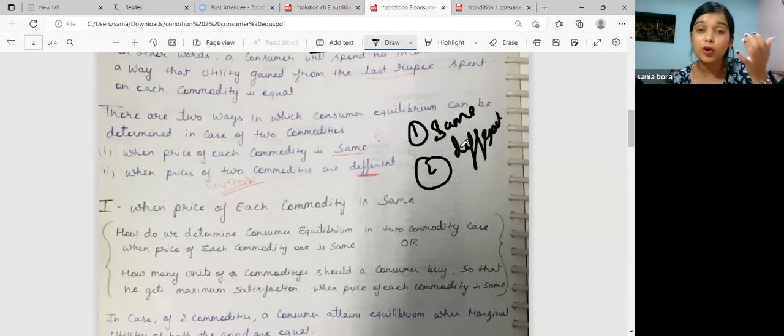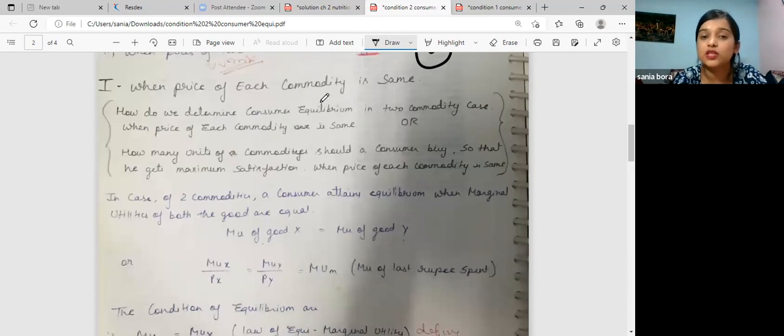When you are doing single commodity, you don't have to worry about anything, just the condition, that's it. But here you have two things. First, you have to understand if the prices are the same, and second, if the prices are different. Okay. So when the prices of each commodity are the same, right? So we will do that.